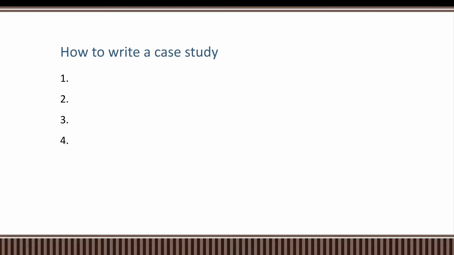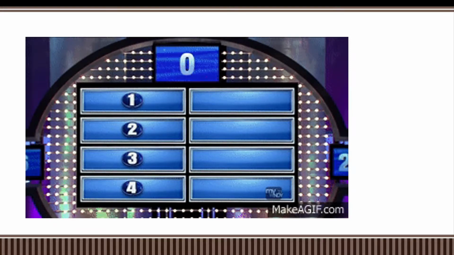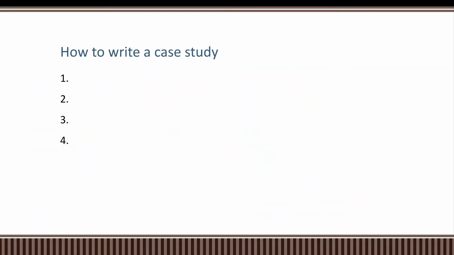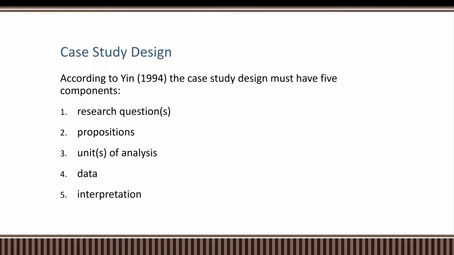So I can't give you steps 1, 2, 3, and 4, but I can give you some of my favorite sources to get you started. And Yin is one of them. Yin suggests 5 components: the research question, its proposition, its units of analysis, a determination of how the data are linked to the propositions, and criteria to interpret the findings.